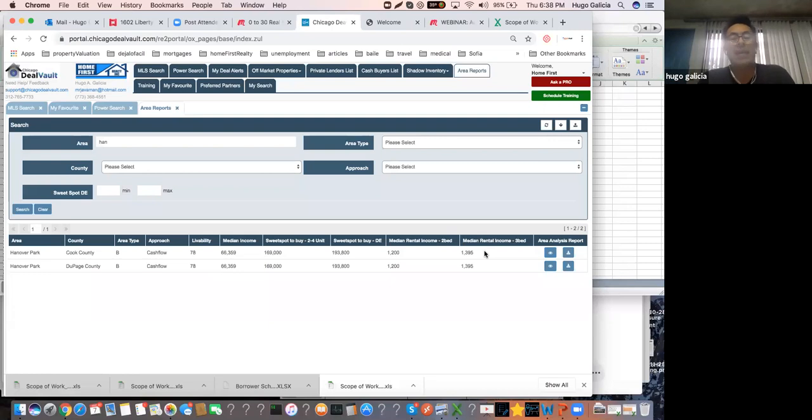So if we pay 111,000, then 1% is 1,100. If we can rent the property for 1,400, we might be cash flowing about $300. So to me, I just like this, right? So far, I like it because Hanover Park is a B market.